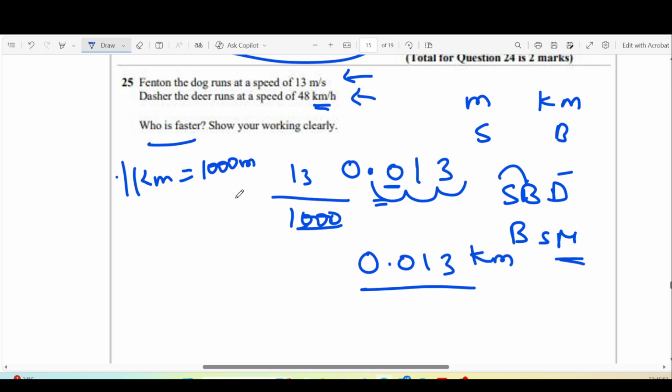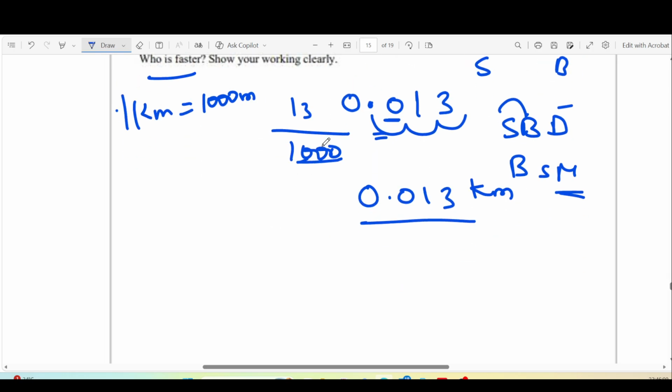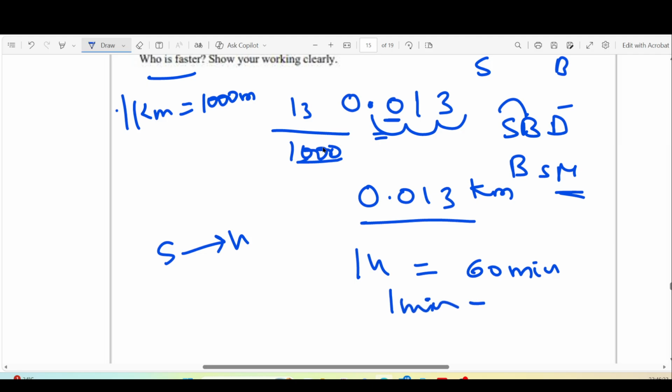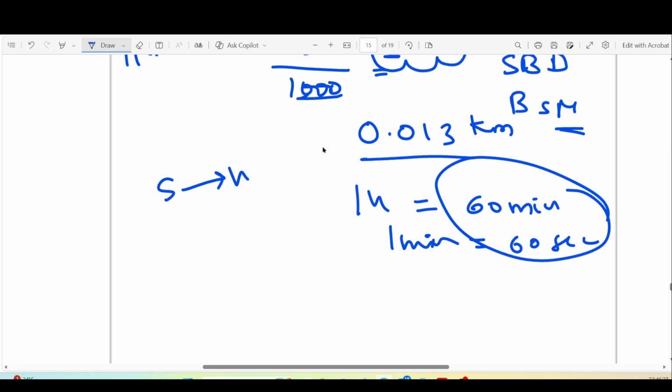Now we got it in kilometers. We need to convert seconds into hours also, because the meters we converted. To convert seconds into hours, because 1 hour is 60 minutes, and 1 minute is 60 seconds. So 60 minutes, and then 1 minute is equal to 60 seconds. So we just multiply these two, which will give us 3600 seconds in 1 hour.